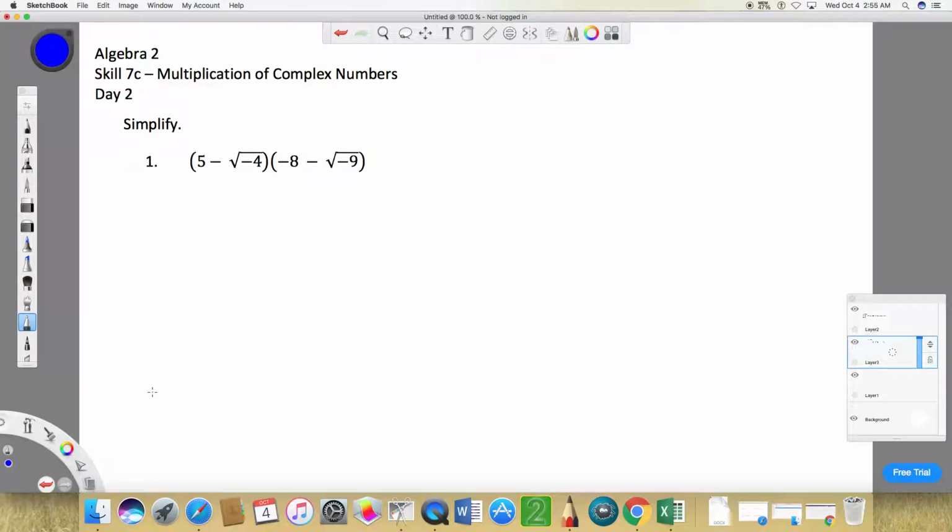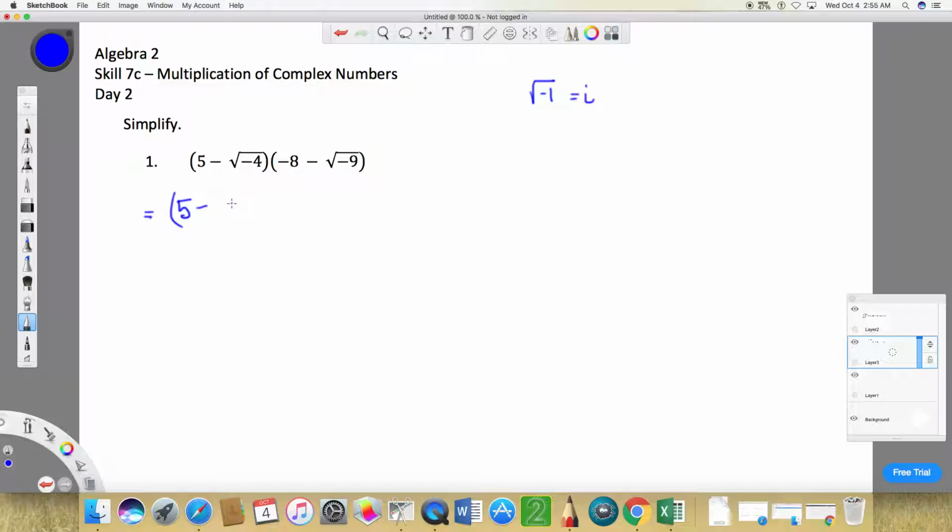Let's take a look here. They want us to simplify this product. Let's come in first, however, and rewrite each one of these binomials, because we know that the square root of -1 is I, and when we see this negative radicand, we know that introduces I into our answer.